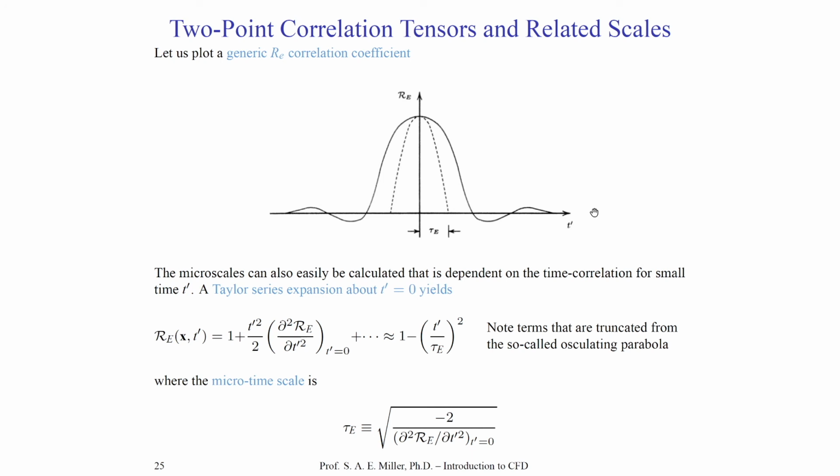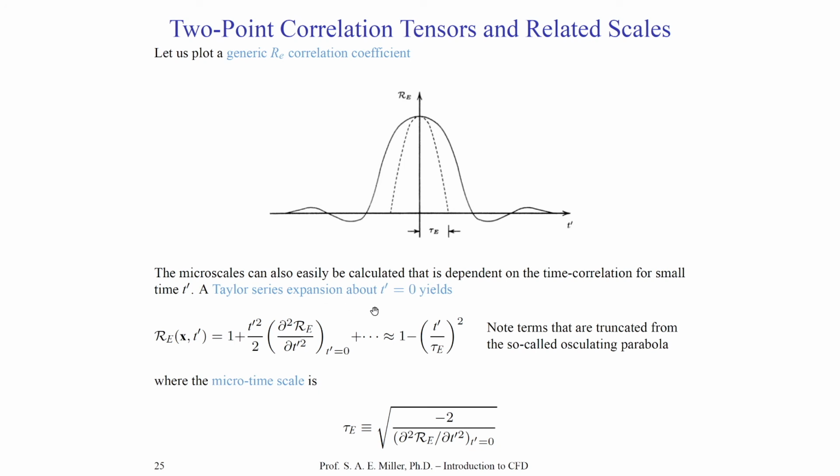Now, looking at this, we might imagine that there's some type of scale, which is important for turbulence modeling, that exists between the small scales and large scales, that is the Kolmogorov scale and the integral scales of turbulence. We call these microscales. And microscales can easily be calculated, and are dependent on the time correlation for small times t prime in this range. We'll define a new scale, the Taylor microscale, which is a particular time which is larger than the Kolmogorov scale and much less than the integral scale.